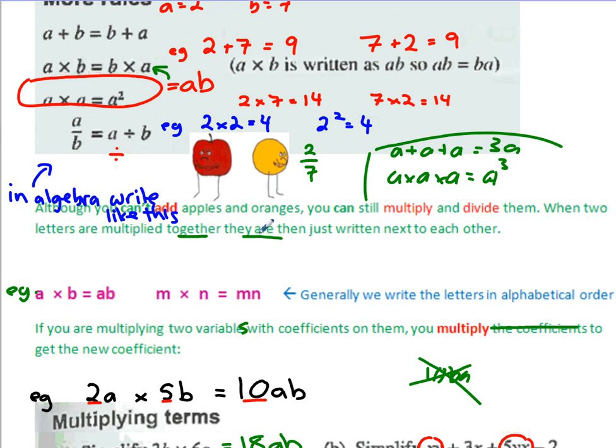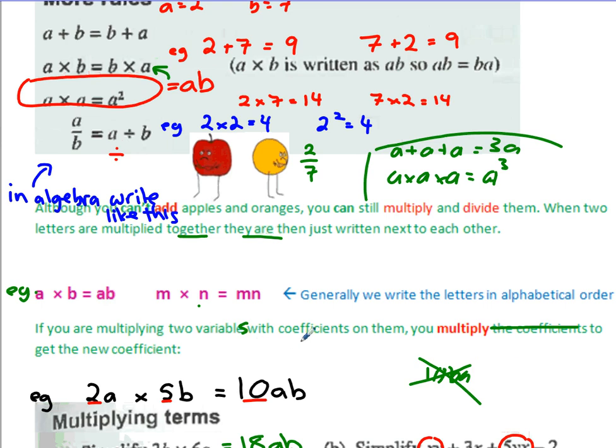When two letters are multiplied together, they are just written next to each other. For example, a times b, instead of using the multiply sign in algebra, we just write ab. M times n, we write mn. What is important is we should write our final answers to these kinds of ones, where the letters are right next to each other, in alphabetical order. So ab instead of ba. Same thing, write mn instead of nm. Should be in alphabetical order.